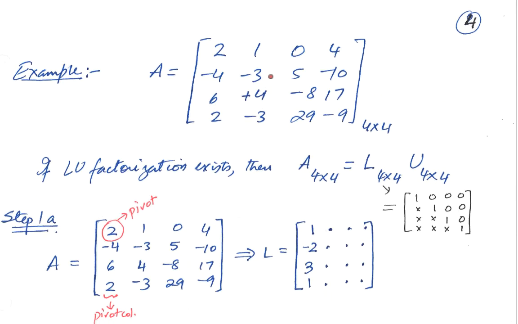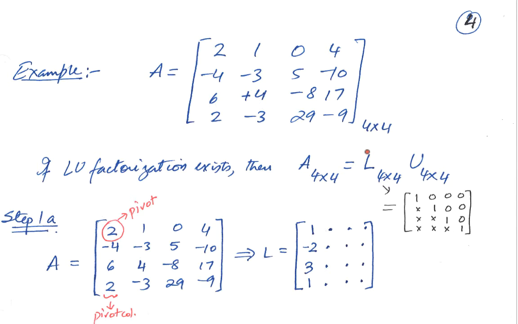The first example is this matrix A. It's a 4x4 matrix. We would like to apply LU factorization if it exists. Now, if there is an LU factorization, remember that the lower triangular matrix will be a square matrix of the same size as our matrix A, and U will also be of the same size, 4x4.